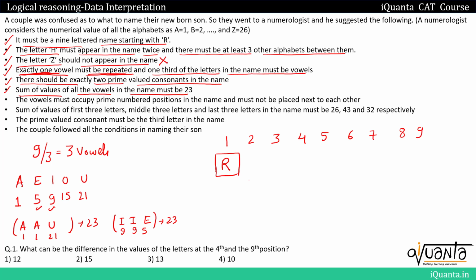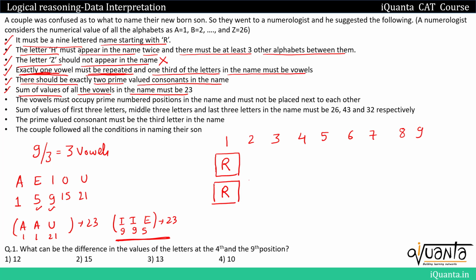If I make O repeat, then 2 times O becomes 30, so it exceeds the sum. U, 2 times U becomes 42. That means it again exceeds the sum 23. So there are only 2 such pairs of vowels, I, E and A, U, which are giving us a sum of 23. So we'll have 2 cases here. Let me take another case.